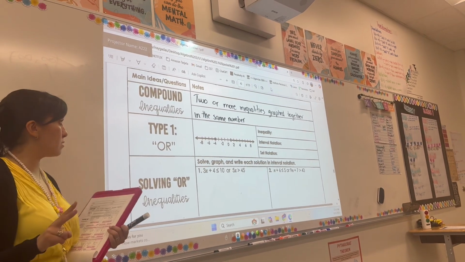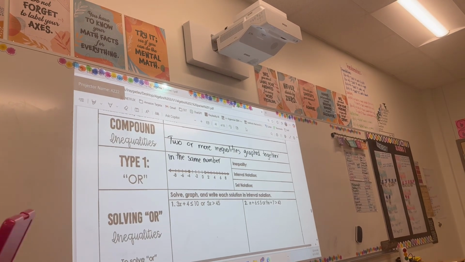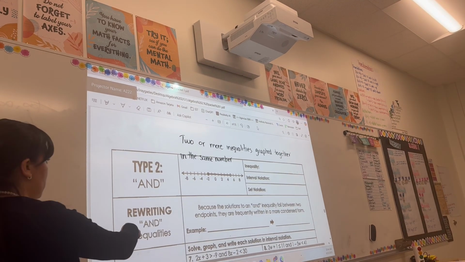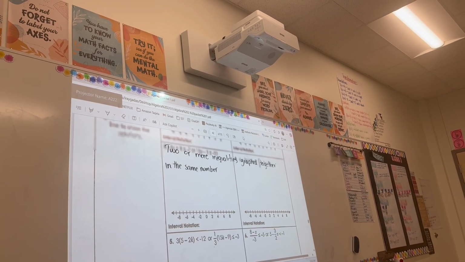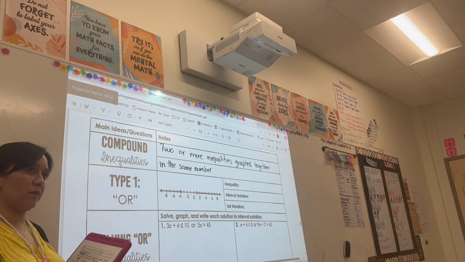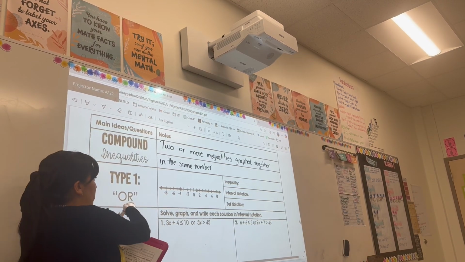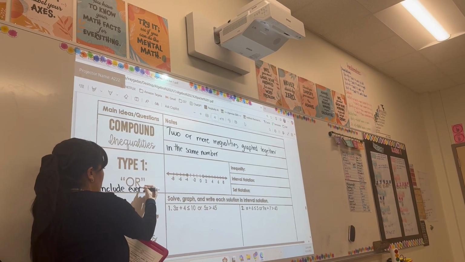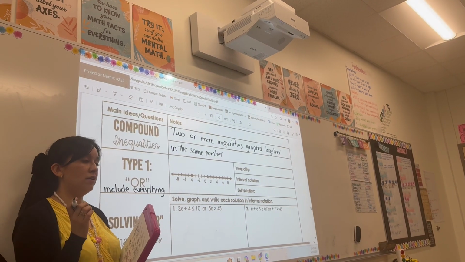Okay, we have two kinds of compound inequalities. Type 1 is the OR. We're going to speak about that one in a couple seconds. And type 2 is when we have AND, okay? Do you remember from geometry what is OR and what is AND? No. Okay, so OR is going to include everything, all the solutions: the solution of inequality 1 and the solution of inequality 2. The OR, I'm going to put here, includes everything. The AND only includes the part that they share, the intersection.